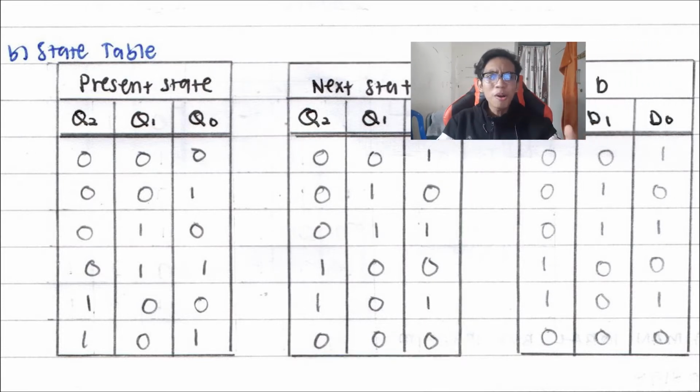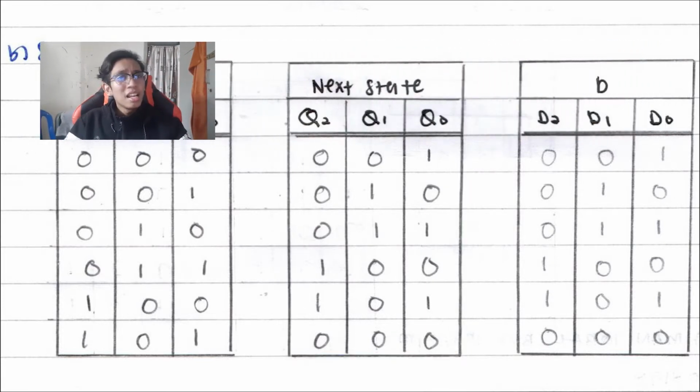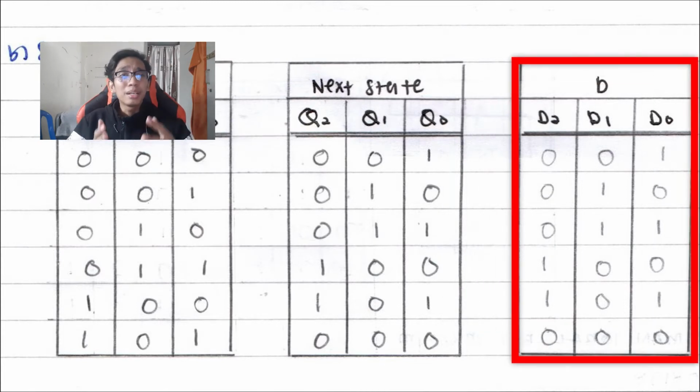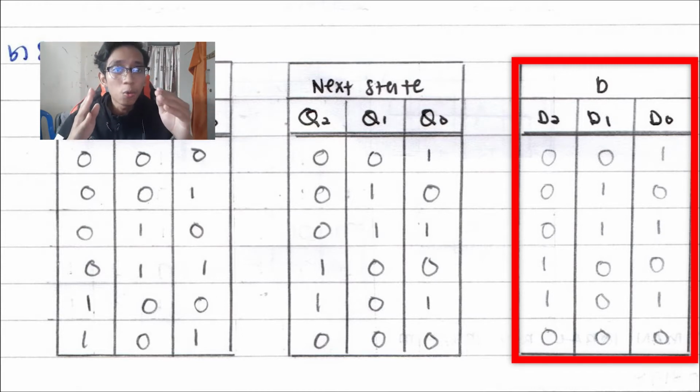So how about the last table? The last table is known as the input table or the D input table because we are using the D flip-flop. The present state and the next state use Q2, Q1 and Q0, but in this input table, the D table, we use D2, D1 and D0. This is one of the most important steps that we need to understand.